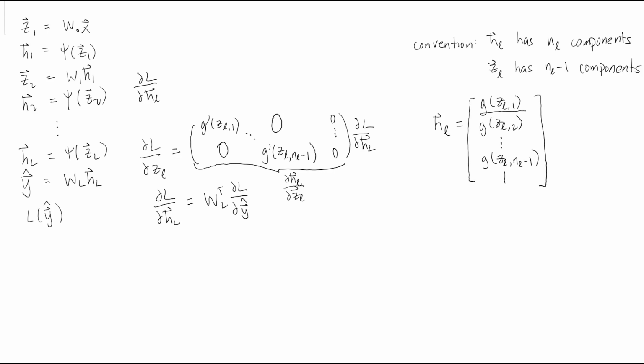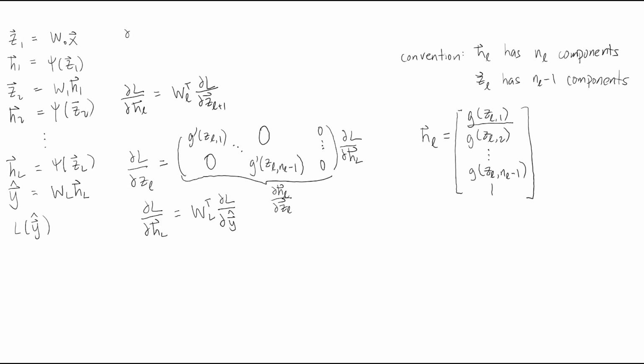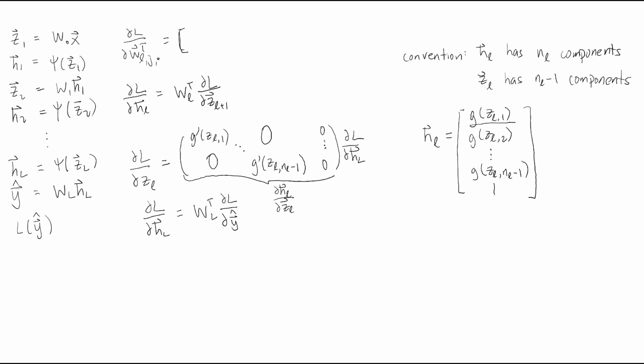Okay, so next one we have partial L partial HL that equals WL little L partial L partial Z L plus 1. And then finally, with respect to all the weights, we have partial L partial W L comma J comma dot transpose, because it's a row, that actually equals a bunch of zeros until we get to the jth column where we have HL. So this is the jth column, and then the rest of the columns are going to be zeros again. Okay, and then multiplied by partial L partial Z L plus 1.